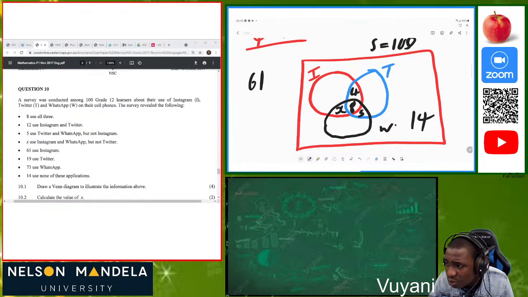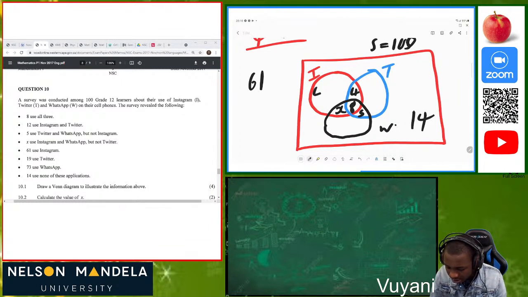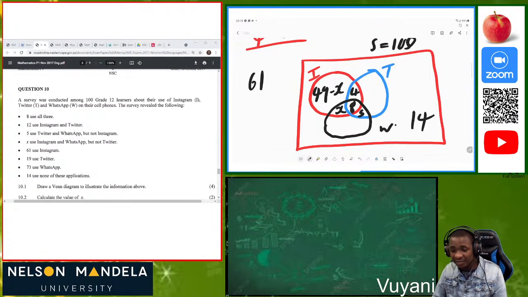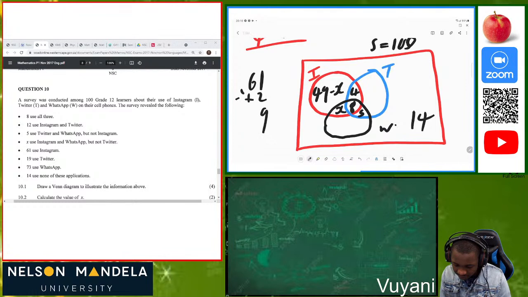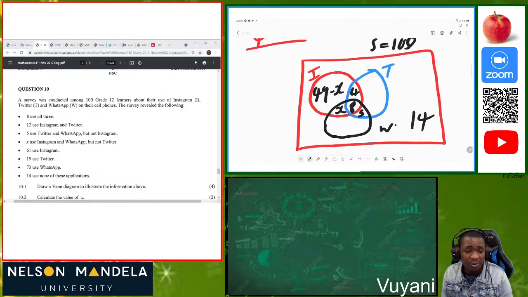Now 61 uses Instagram. So now we have to say 61 minus 12, then we're going to end up having 49 minus X. So it's going to be 61 minus 12 minus 4 minus 8 minus X. Negative 4 minus 8 is negative 12. So 61 minus 12 gives us 49, so it's going to be 49 minus X.